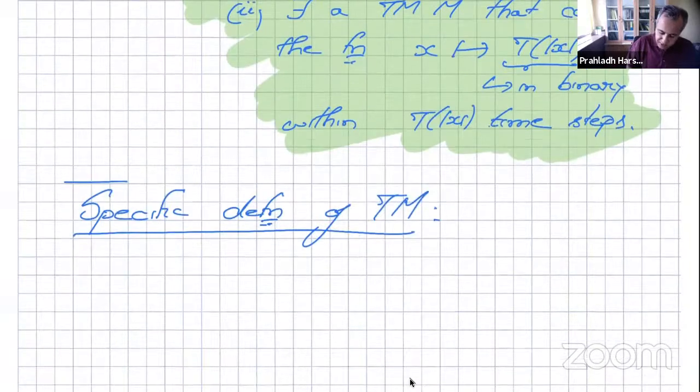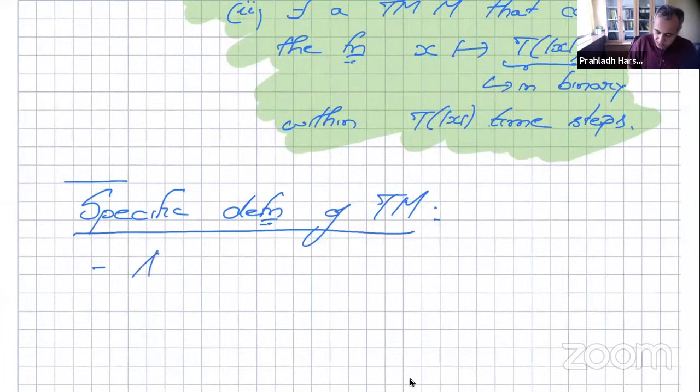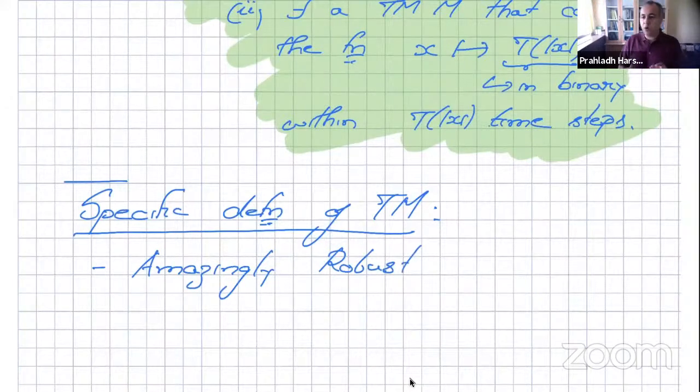But I want to say it's actually amazingly robust. You can vary the definition in various ways, and you really don't change the notion of what it means for a machine to compute a function. You tweak it around this way. You can say, I work with this.